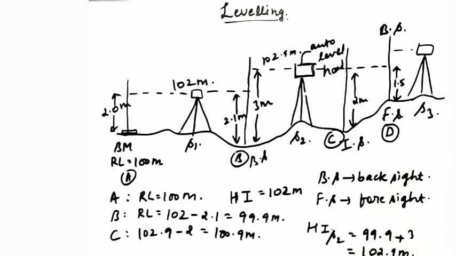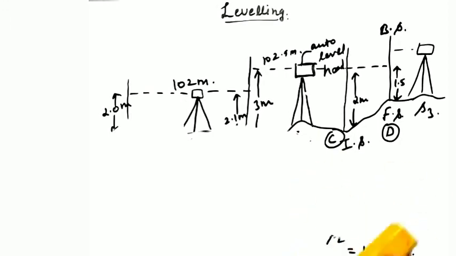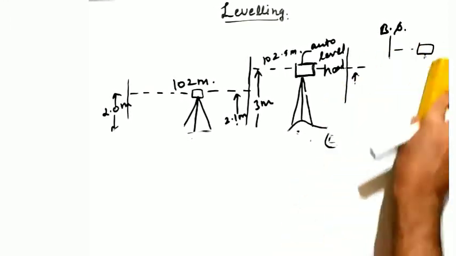Now, since you have changed the station, you will have to calculate the new height of instrument. You have to repeat the process and you will get the levels of every point that you took using this auto level. So either you can solve it like this, but this is a bit difficult since you will have to draw the diagrams and take care of everything. So there is a very shortcut method that you can use to solve these levels, and there are two methods. One is the height of instrument method, another is the rise and fall method. I will explain both of them.